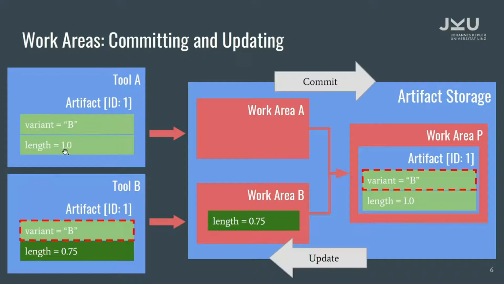Now, if one of those work areas is committed to the parent work area, it automatically updates the perspective of all sibling work areas. So tool B now sees variant B.